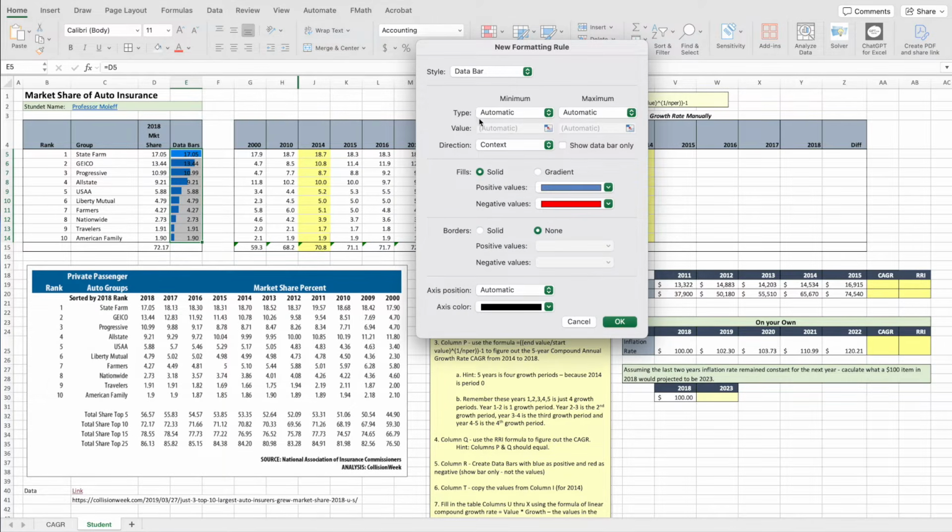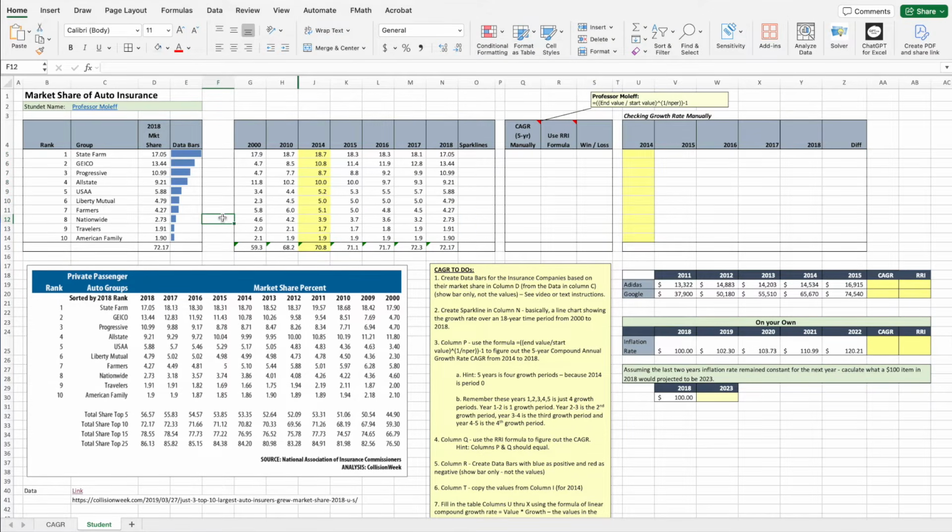And inside more rules, we'll just click show data bar only. Works the same way on a Mac and a PC, and click OK. And now you see that we have this nice graph inside the cells. And you notice too that under column E, in data bars, that first one, that 17.05, which is State Farm's percent of total market share, and the top 10 companies have a total market share of 72.17%, that this data bar takes up the entire cell. So how Excel does this is whatever is the highest number gets 100% of the cell, and then all these other numbers are based off of their relationship to this 17.05.